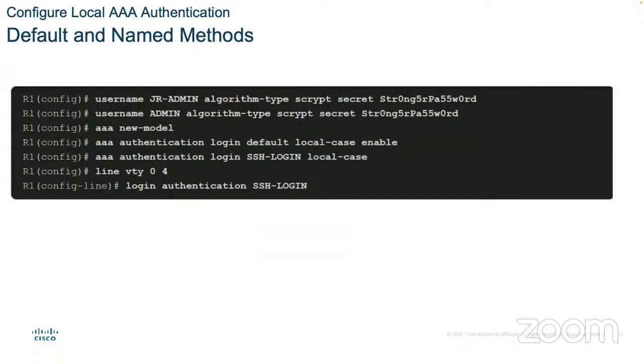For some flexibility, different method lists can be applied to different interfaces. The named list must be explicitly enabled on the line using the login authentication line configuration command. If a line has a custom authentication method applied to it, that will override any defaults. When a custom authentication method list is applied to an interface, it's possible to return to the default method just by using the no login authentication command. I know, right? Super secret password there.